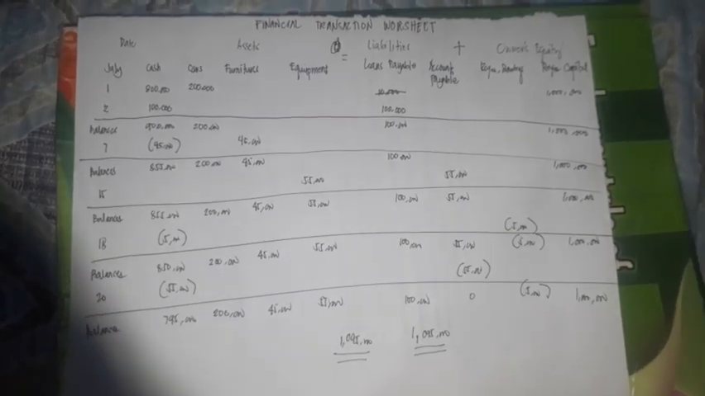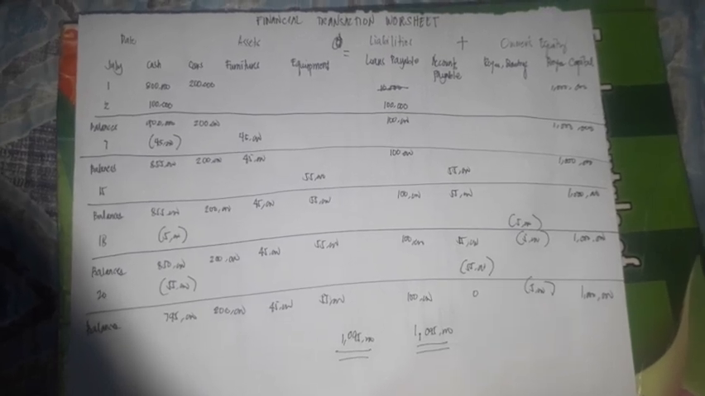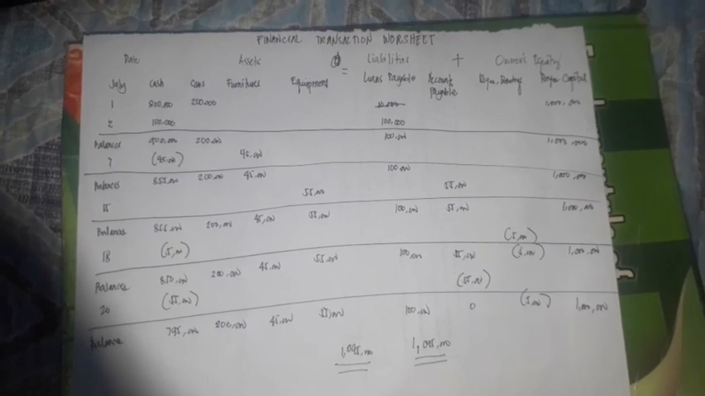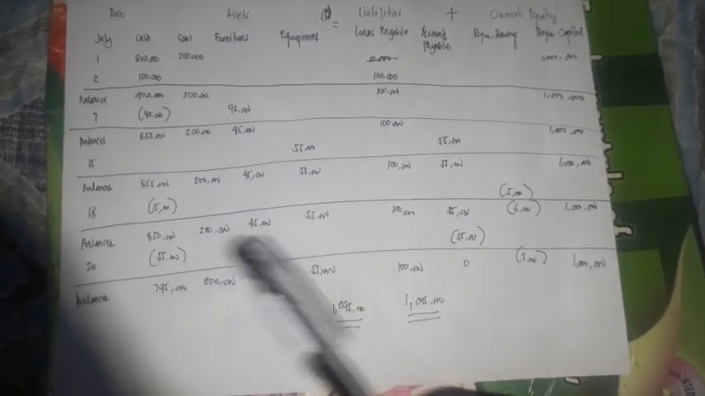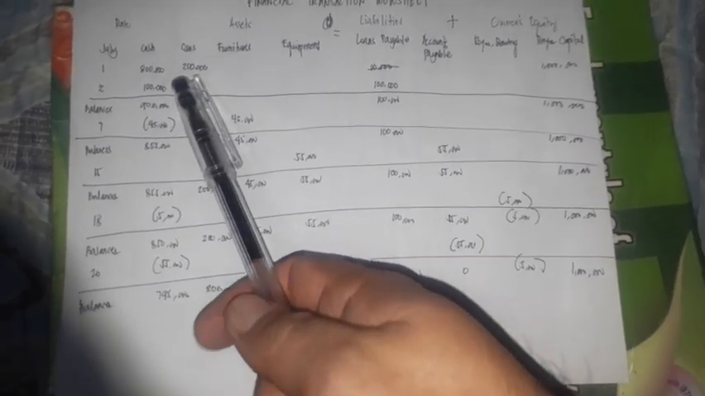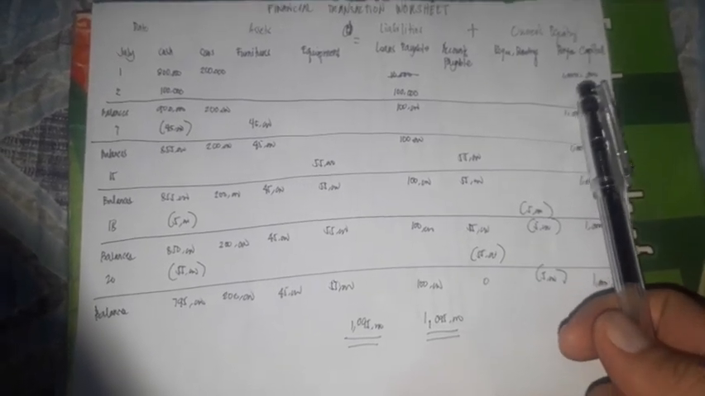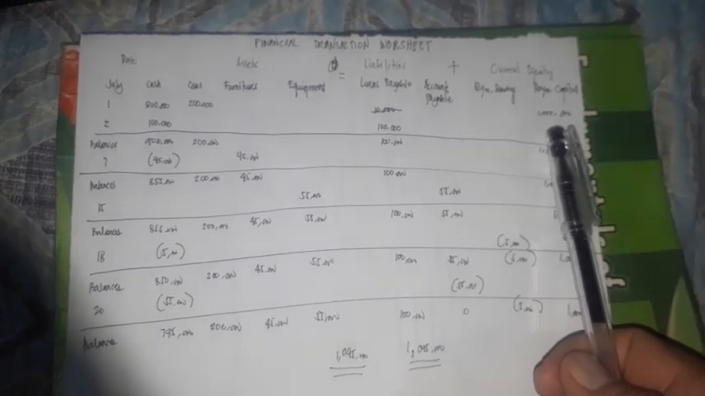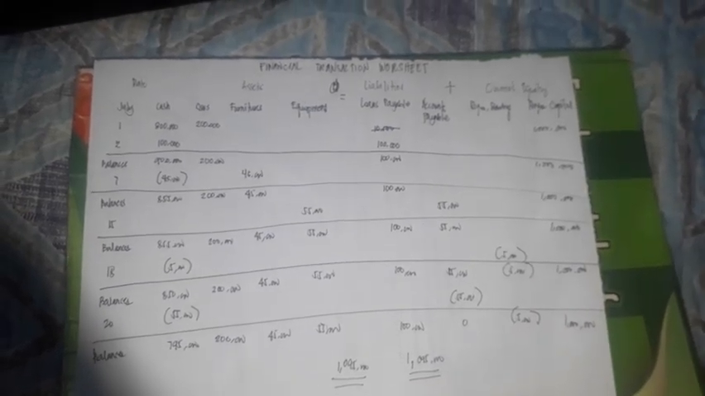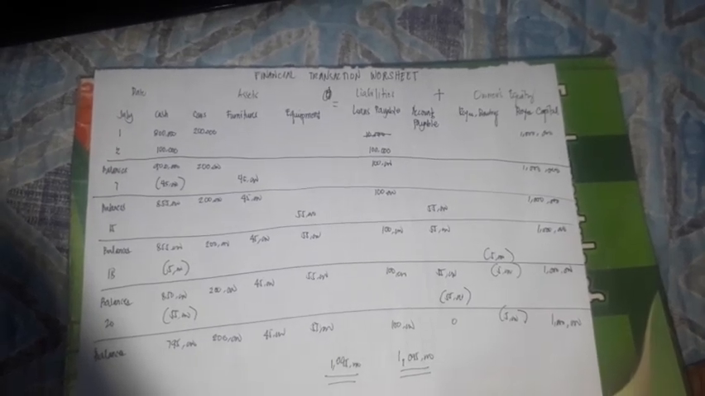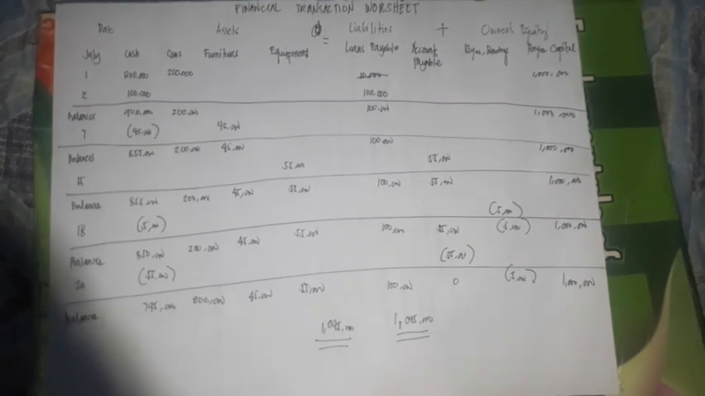Okay, so mapapansin rin po natin sa ating financial transaction worksheet na kapag nag-debit po tayo na amounting to 1 million, so dapat sa kabila po natin sa accounting equation natin ay 1 million din po. So the total debits for a transaction must always be equal to the total credits. So at least 2 accounts po ang affected ng isang transaction.